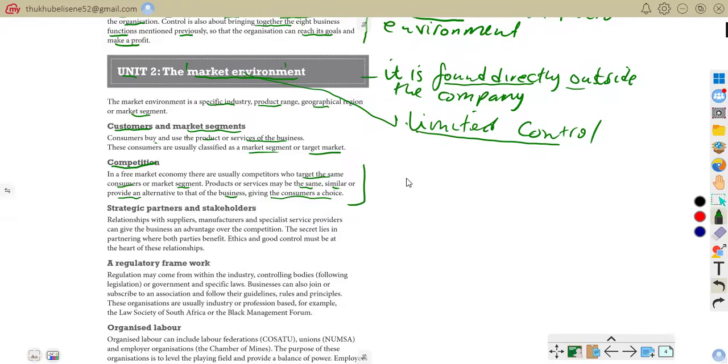A business can respond to competitors by improving their products or offering better customer experiences. That's what you can say.